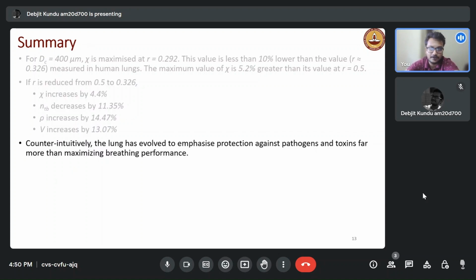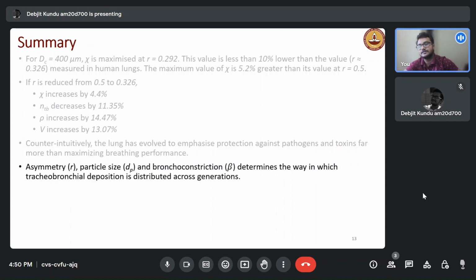So counterintuitively enough, the lung has evolved in order to emphasize protection against foreign particles way more than maximizing breathing performance, because having a very efficient breathing has no meaning if the person keeps getting infected regularly and keeps falling sick. So this is how Mother Nature has incorporated asymmetry as a self-defensive mechanism.